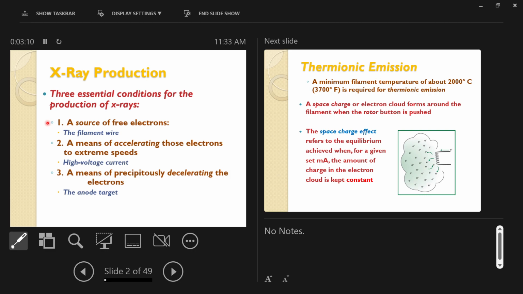You learned that from the previous stuff on electrodynamics, right? We asked where is the source of electrons in a circuit? It's the wire. The conducting wire is where those electrons come from. You need now a way of accelerating electrons.